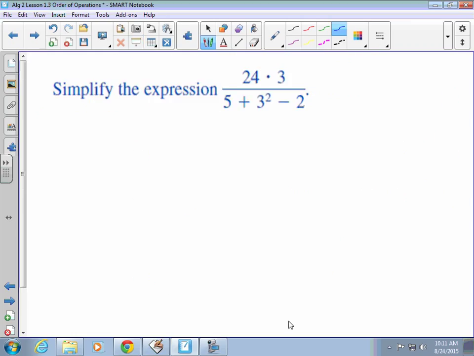Again, one more problem for the back, everybody. Simplify this expression, 24 times 3 over 5 plus 3 squared minus 2. Take about a minute for this one.